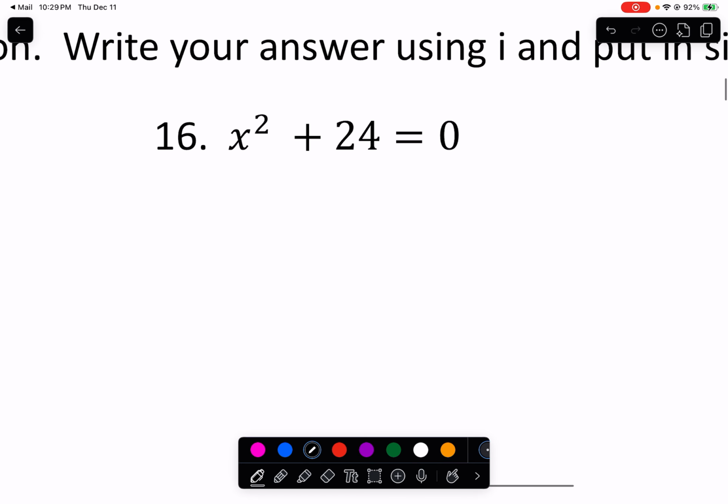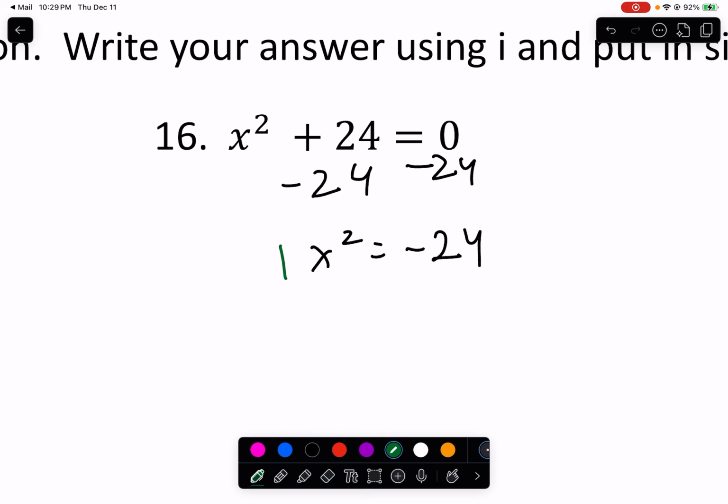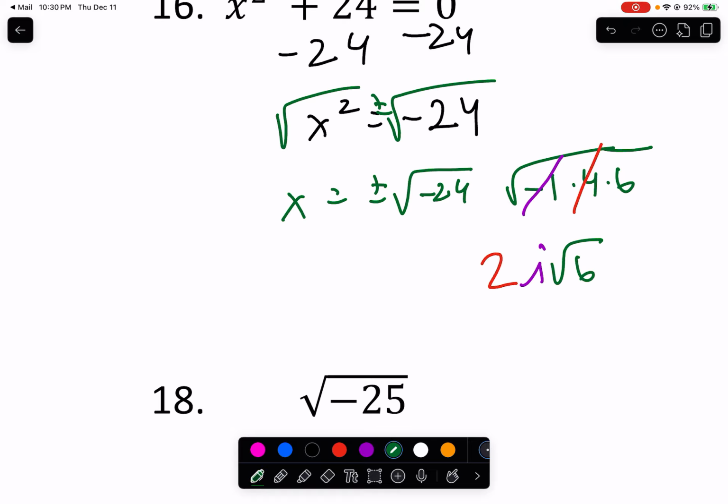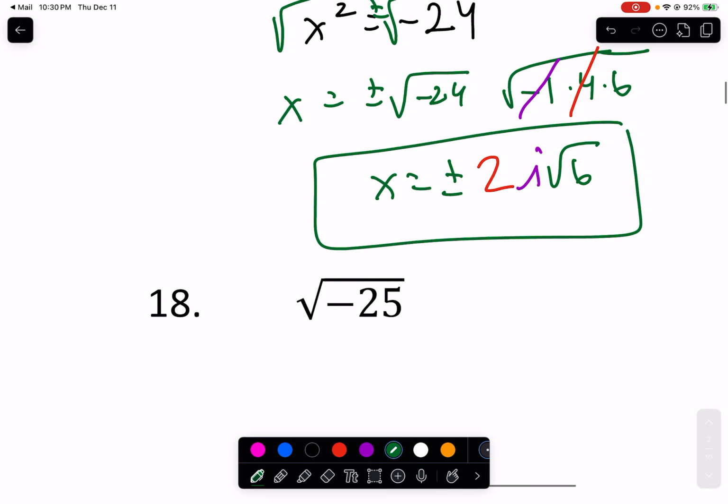All right, here we're going to subtract 24 from both sides. We get that x squared is equal to negative 24. I square root both sides. I get that x is equal to plus minus the square root of negative 24. I got to break that down. I'm going to do negative 1, and then in this case, 24 is not a perfect square, so I'm going to use 4 and 6. So this comes out as an i. This comes out as a 2. And this stays in. So we get x is equal to plus minus 2i root 6.